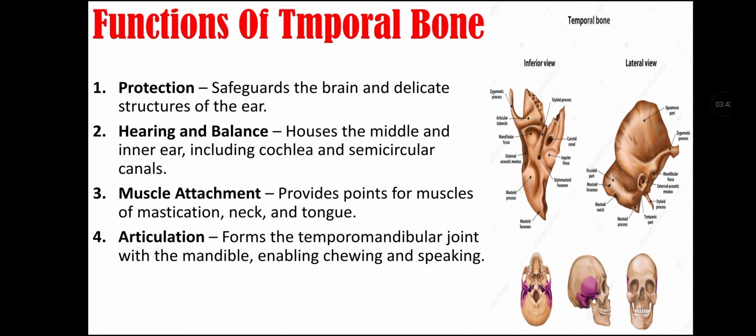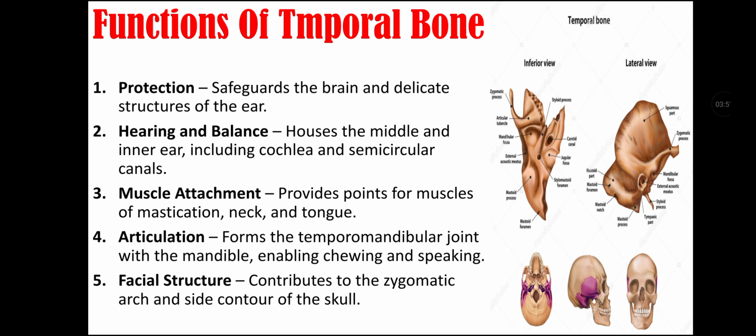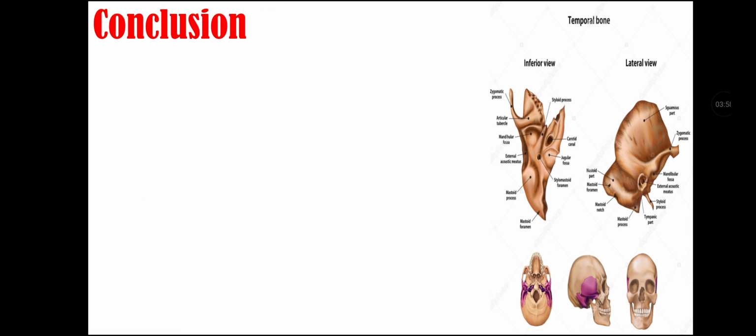Fourth function of temporal bone is articulation, as it forms the temporomandibular joint with the mandible that enables chewing and speaking. Fifth function is facial structure, as this bone contributes to the zygomatic arch and side contour of the skull.